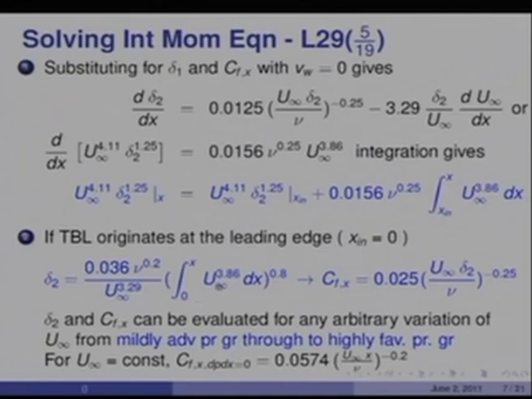Then you will see u infinity raised to 3.86 would simply come out of the integration, and you can readily show then that Cfx would be equal to 0.0574 Reynolds x raised to minus 0.2. Now, this is an expression you have routinely used in your undergraduate work for calculating skin friction coefficient variation with x in a flat plate boundary layer, and we have recovered that through the integral method.